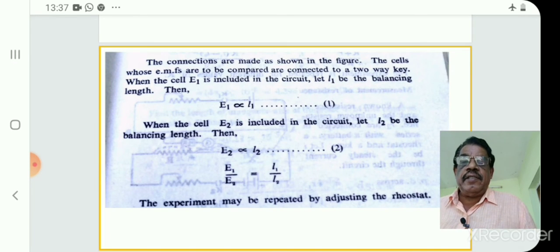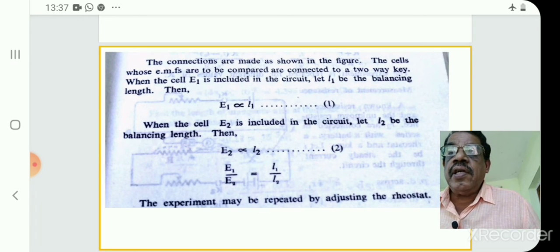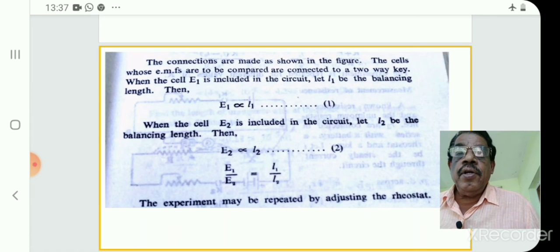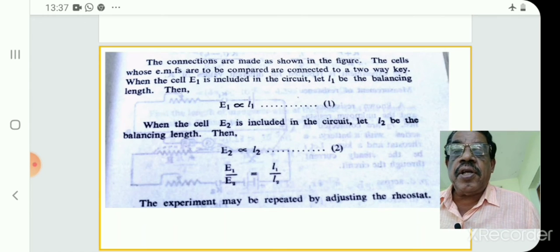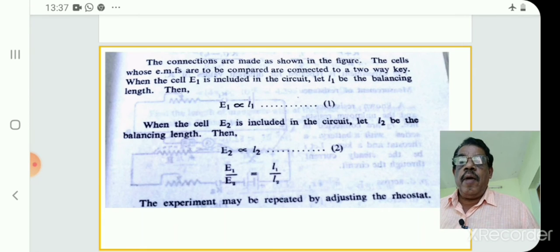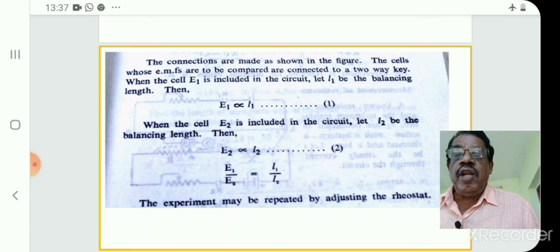Make the connections as in the figure. The cells whose EMFs are to be compared are connected to the two-way key. When the cell E1 is included in the circuit, let L1 be the balance length. So using the double tap key, the two-way key, we connect the cells, connect to the first cell, and find the corresponding balance length. Then we write E1 proportional to L1, equation number 1.